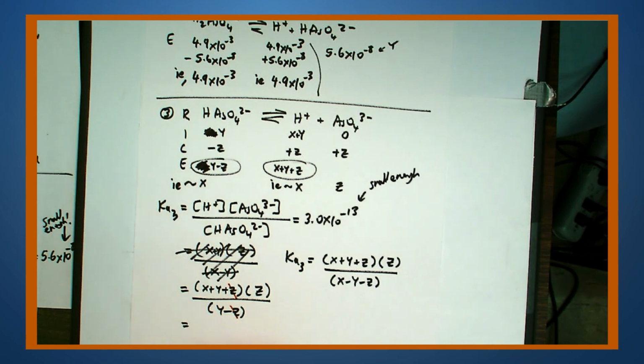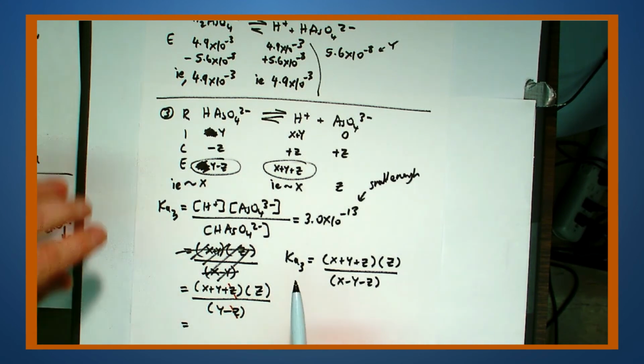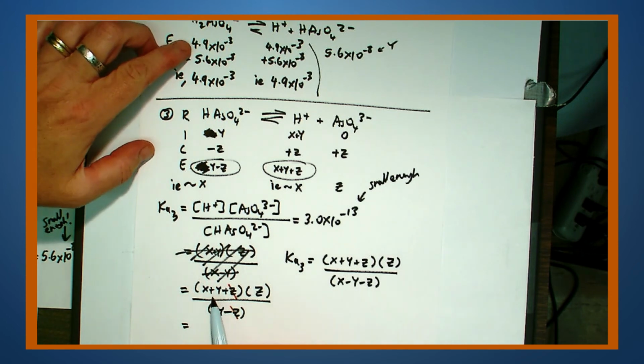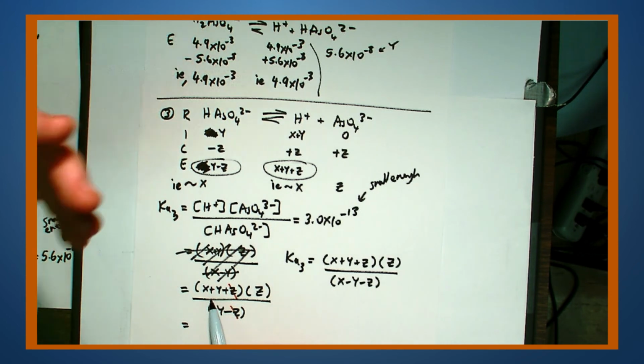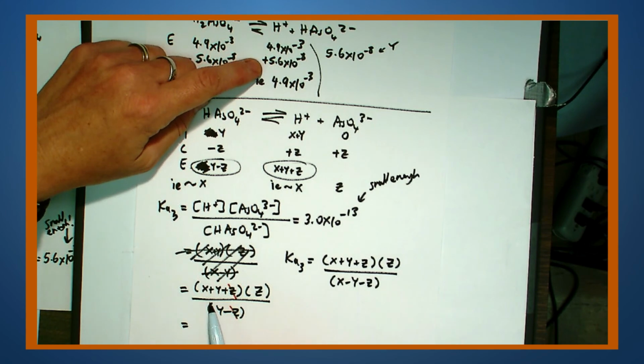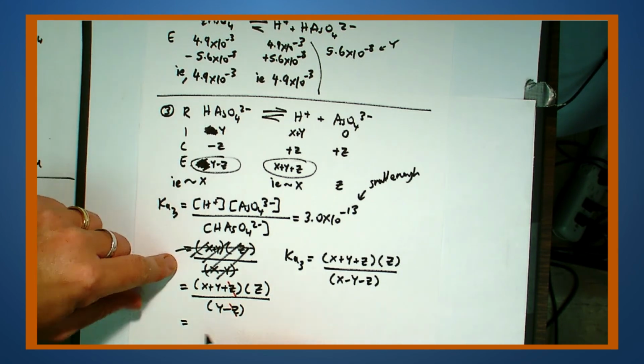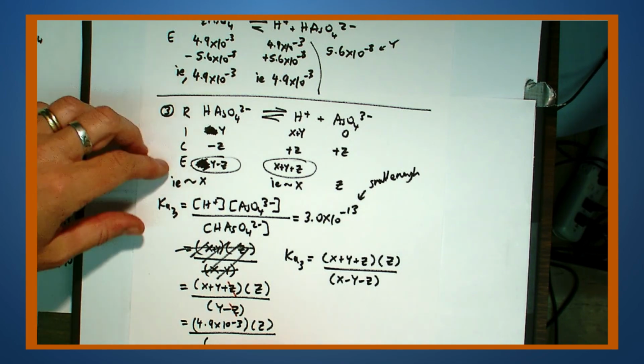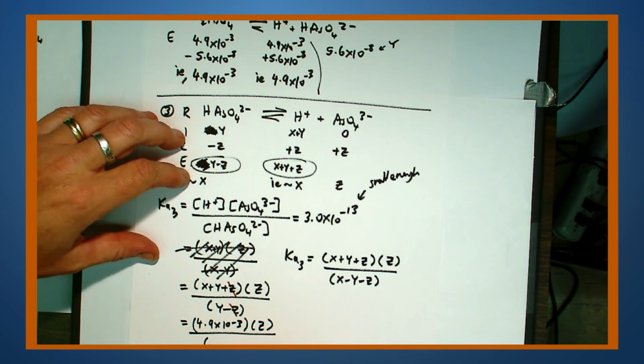So now let's go in and get our values. So this was X plus Y, 4.9 times 10 to the minus 3. And we're going to add on 5.6 times 10 to the minus 8. There it is right there. So this is basically 4.9 times 10 to the minus 3. This is Z, which we're looking for. And then on the bottom, now you see why it's not going to cancel. On the bottom, we have Y. And Y is 5.6 times 10 to the minus 8.